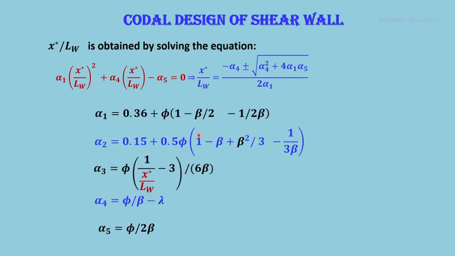Now other values are here. Alpha 1 is given by this expression, alpha 2 is given by this, then alpha 3 which involves this x star by LW. So before calculating alpha 3 you have to calculate this x star by LW from this expression, then alpha 4 and alpha 5.